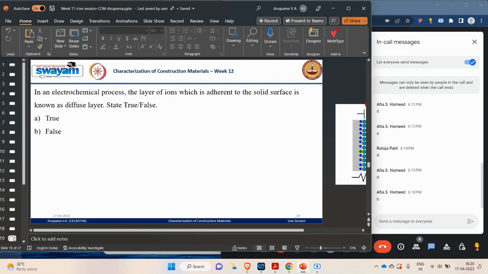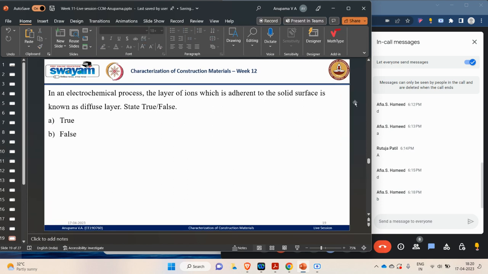Moving to the next question. In an electrochemical process, the layer of ions which is adherent to the solid surface is known as diffuse layer. It's a true or false question. So there's an electrochemical process, and there's a double layer. So the layer which is adherent to the solid surface is known as diffuse layer. Say true or false.